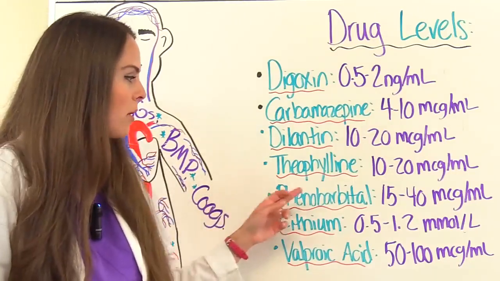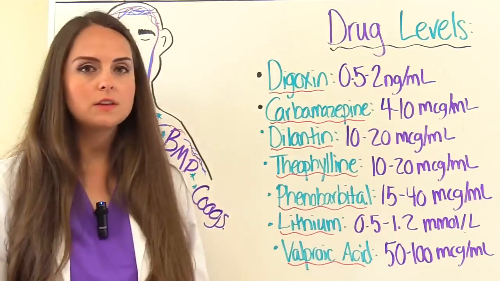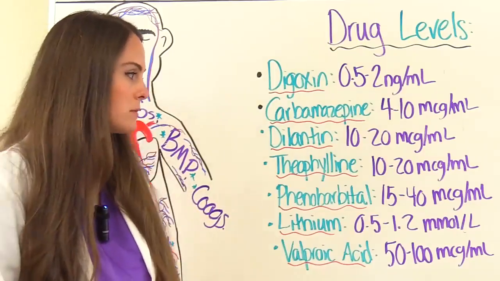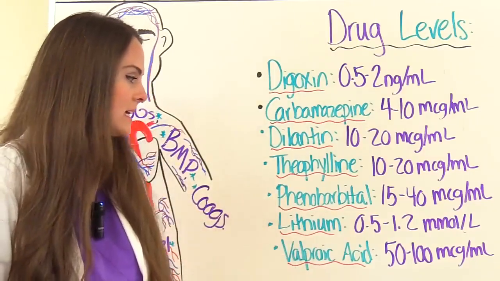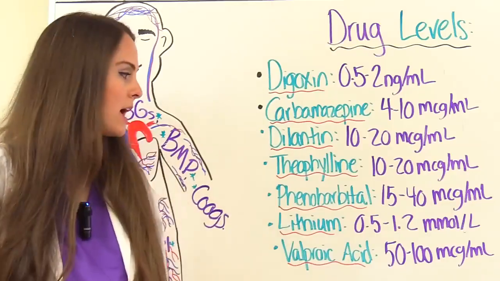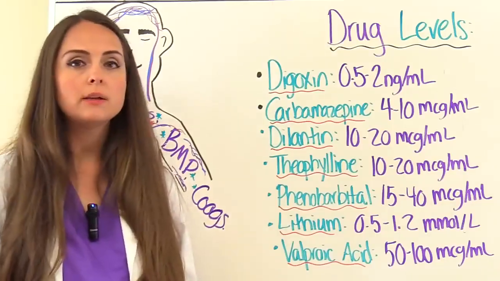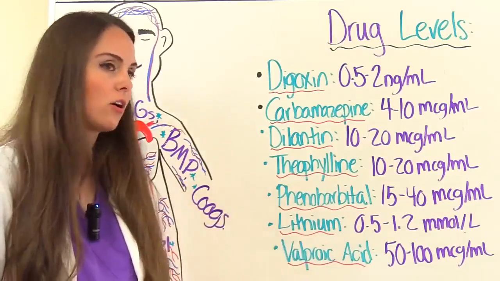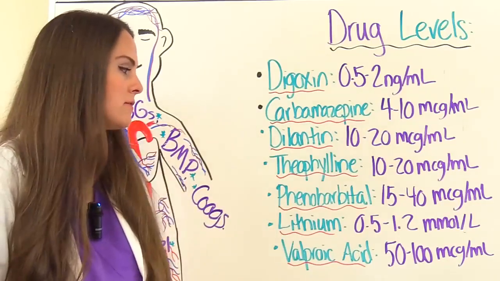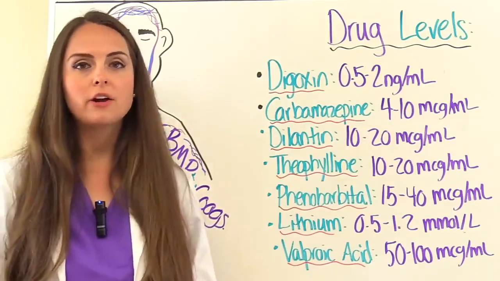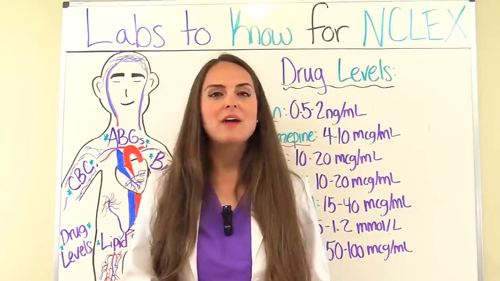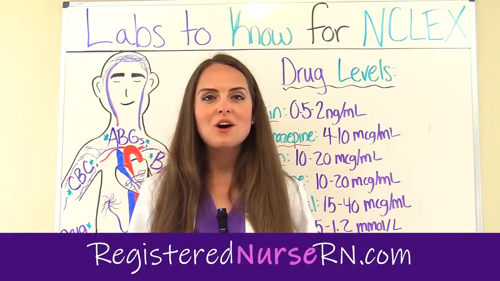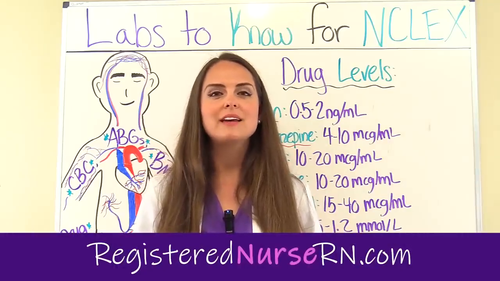Then we have phenobarbital, a normal level is 15 to 40 micrograms per milliliter. Lithium at 0.5 to 1.2 millimoles per liter. And then lastly, valproic acid, also known as Depakote. It is 50 to 100 micrograms per milliliter. Okay, so that wraps up this review over the most common lab values you need to know for the NCLEX exam.